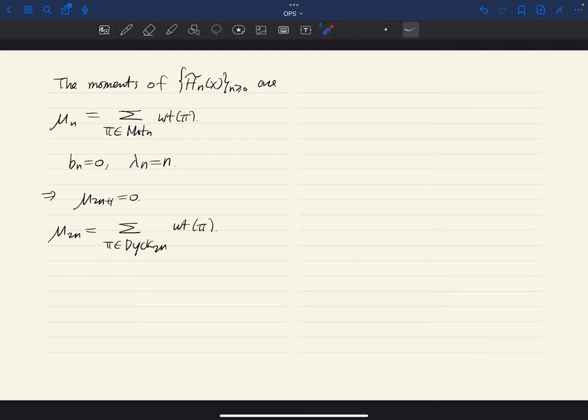And in fact, if you compute this for small n, like mu2, mu4, and so on, you will see a clear pattern there. And in fact, this is going to be equal to, we will prove this later today, 2n minus 1 double factorial, which has a very nice product formula like that. So we want to prove this.